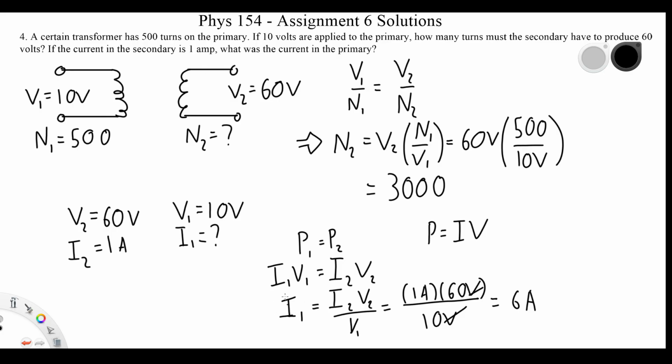And that's the current that the primary will have, so that the power in is the same as the power out. Okay, so that does it for problem 4.